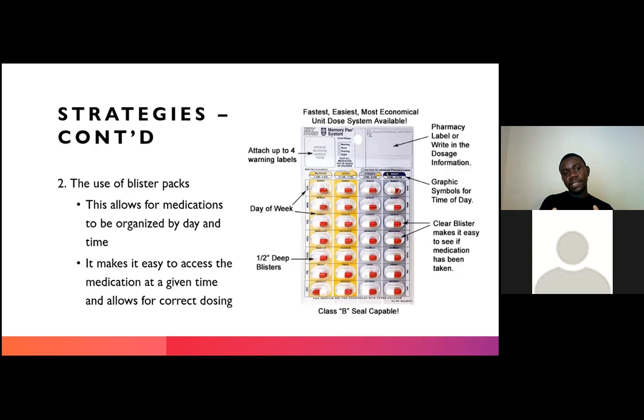So for this particular example, the person has to be able to read, understand, and follow directions. If they are confused, have Alzheimer's or some other sort of dementia that affects their neurological function, this probably wouldn't be the best, but here's an example.